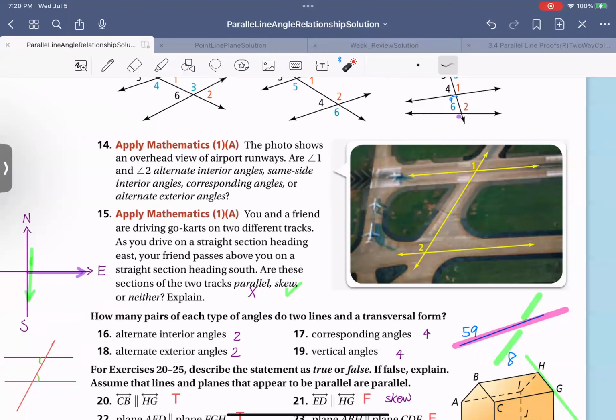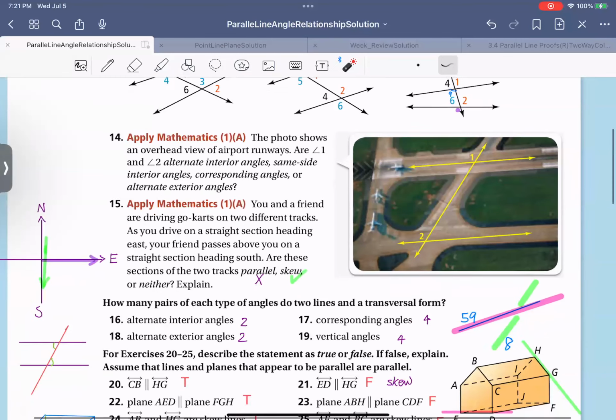If they designed a highway with this crossing, wow, there would be an accident every day. They have to make these two lines go in different directions, but on two different planes. They will not cross each other. Does this make sense? Next.